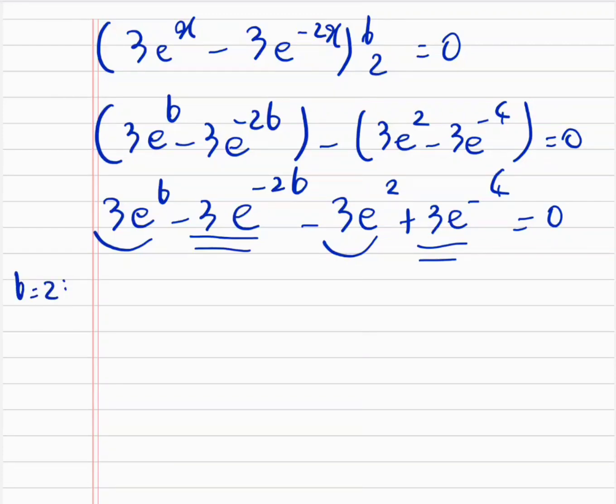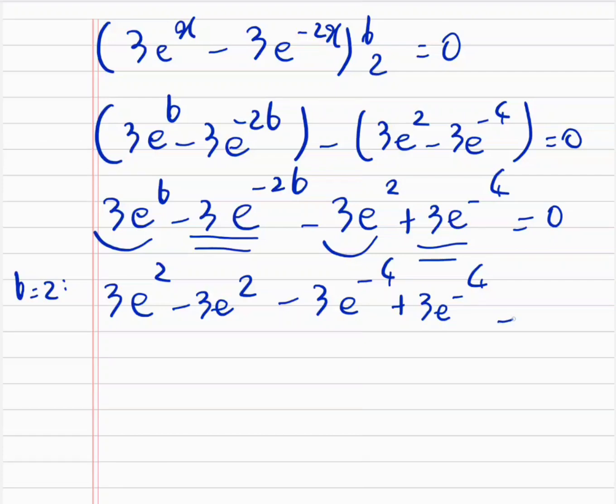So by just looking at this, if you take the value of b as 2, then we'll have 3e squared minus 3e squared. So these terms are going to be cancelled. Now let's also substitute b is equal to 2 into the other terms and then compare them. For the next term, we'll have minus 3e to the power of minus 4 plus 3e to the power of minus 4. And these two terms are also going to cancel, and we'll finally get 0. So yeah, we just solved this equation by trial and error or just inspection. And so therefore b is equal to 2.